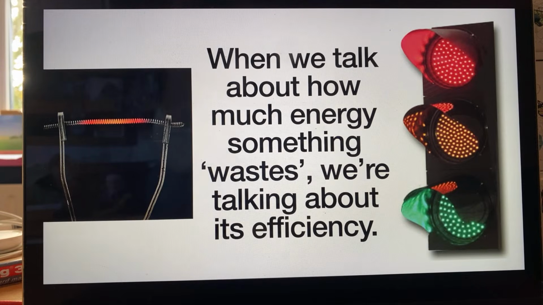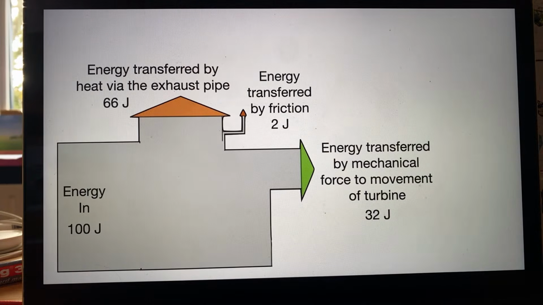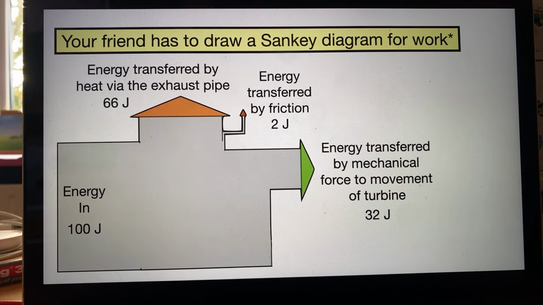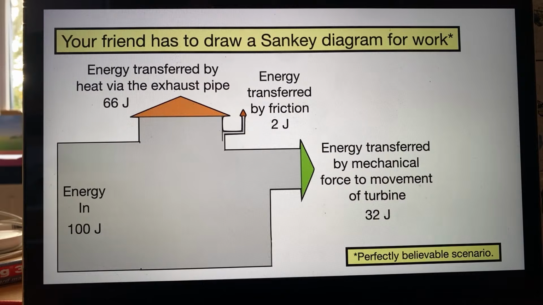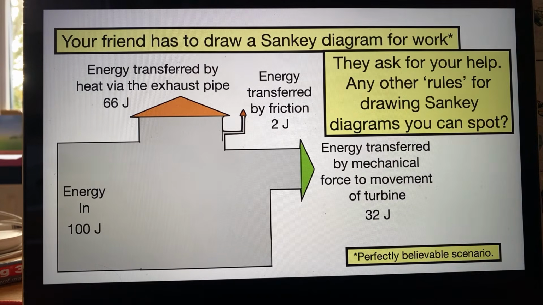So I sort of touched on it already by accident. When we talk about how much energy something wastes, we are talking about how efficient it is. So I've kind of done a spoiler, I reckon. I think you can probably spot another rule about Sankey diagrams by looking at this one. Imagine your friend's got to draw a Sankey diagram for work. Perfectly believable scenario. Here's a Sankey diagram. They ask for your help. Can you look at this one and spot any other Sankey diagram rules?